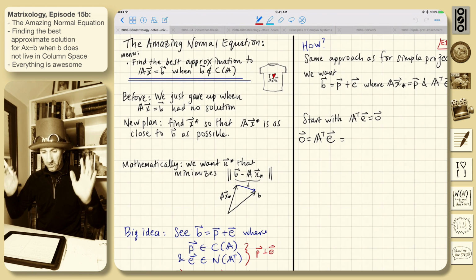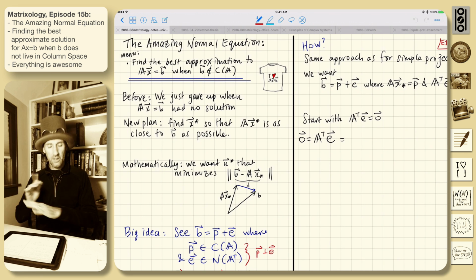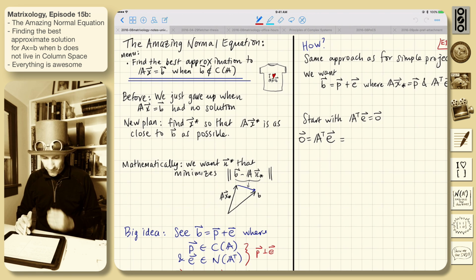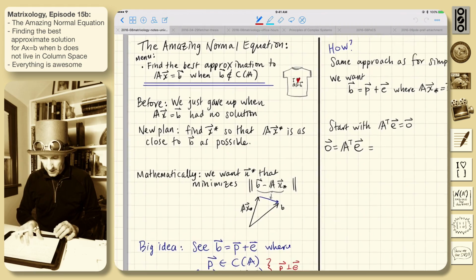Wow. Okay, so this is huge. Now we're at the normal equation. Lots of things are happening. This is great. We have to calm down a little bit. Okay.